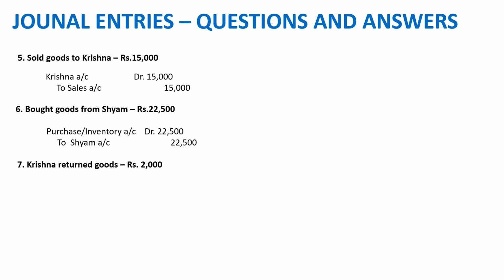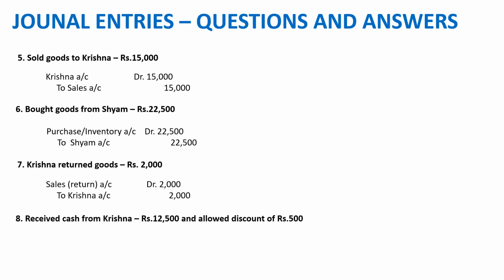So in point number 5, Krishna took goods of 15,000. Now he's returning back 2,000. So if he's returning back, am I going to collect 15,000 from Krishna going forward? The answer is no. So what I need to do, I have to reverse Krishna account by 2,000 rupees, right? Or you can say decrease in an asset of 2,000 rupees. So what entry you're going to post? Sales debit 2,000 to Krishna account 2,000.